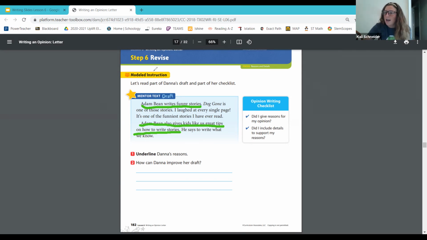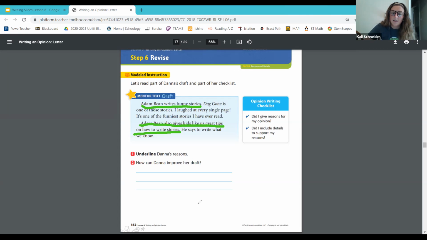So I want us to stop and think. Her writing is good. How can we make it great? How can we improve her draft? So how can Dana improve her draft? In the first paragraph, it says, Doggone is one of those stories. I laughed at every single page, and it's one of the funniest stories I've ever read. Well, as a reader right now, I want to know why. What was funny in it? So that maybe I want to read it so that I can hear some of those other funny things too.